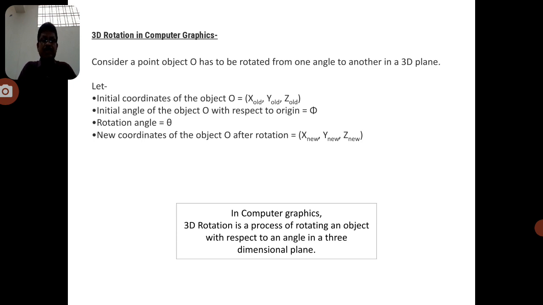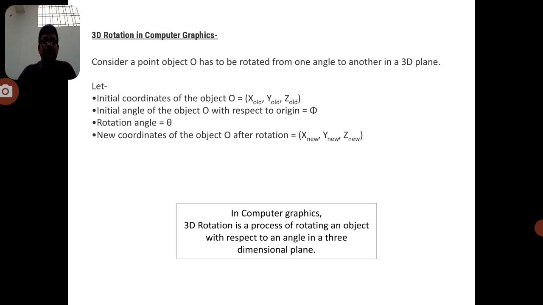So the 3D rotation is a process of rotating an object with respect to an angle in three dimensions. In the previous one, the translation is nothing but, without taking the angle, the object can be moved from one place to another place, in the x-axis, similarly in the y-axis, and similarly the z-axis. That means three positions can be taken in the translation. And coming to rotation, the rotation is based on the angle only.